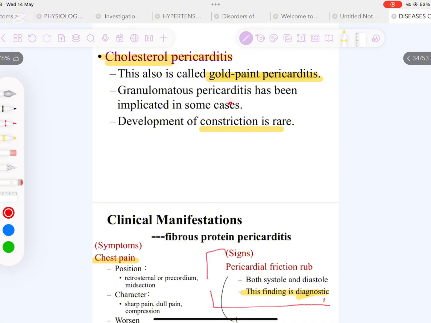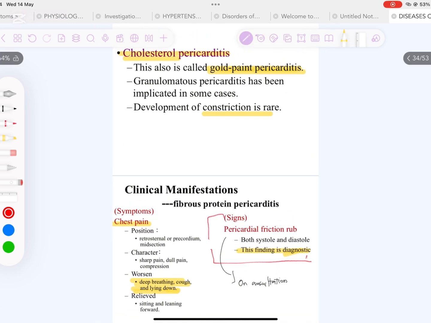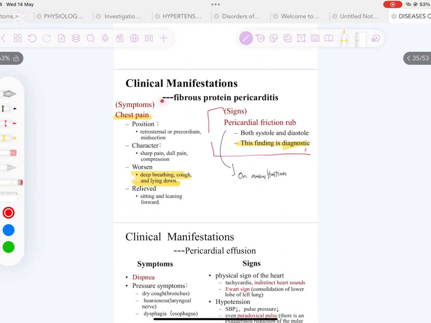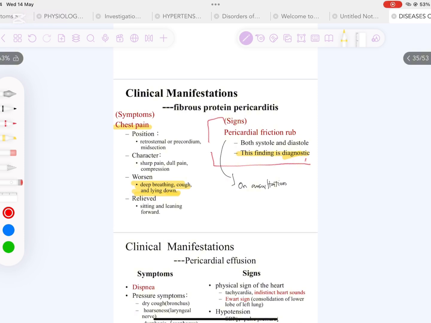Now, granulomatous pericarditis has been implicated in some cases. Development of constriction is rare. Okay, that means in cholesterol pericarditis constriction is rare, like in which one too? In sarcoidosis. In which one is constriction usually present? TB, among others. Now, clinical manifestation of fibrinous pericarditis.